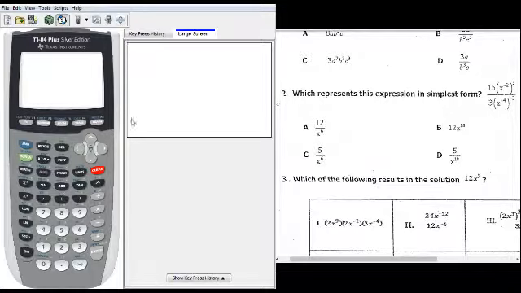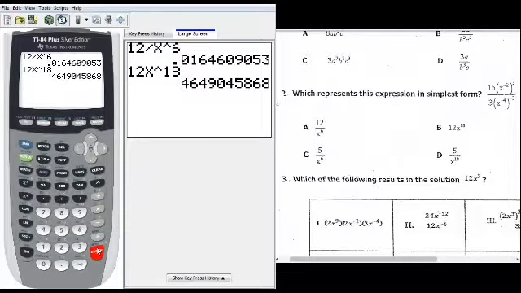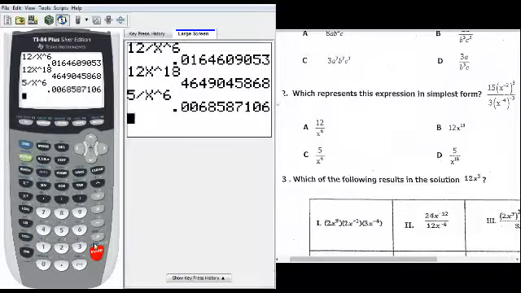Okay, so here we go. I'm just going to do 12 divided by alpha x caret 6. Hit enter. Nope, not 1.2905, so that's not it there. So it's not letter A. Now I'm going to do 12 alpha x caret 18. Hit enter. Definitely not that one. That's a really big number. So it's not B. Now we're going to do 5 divided by alpha x caret 6. Hit enter. Not that one as well.